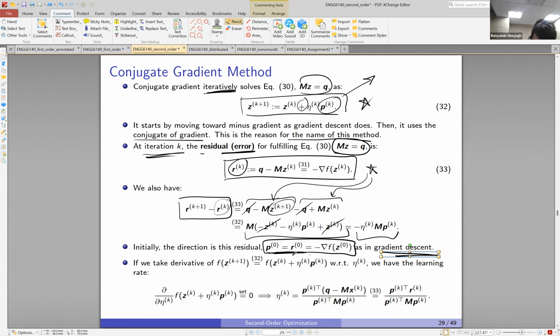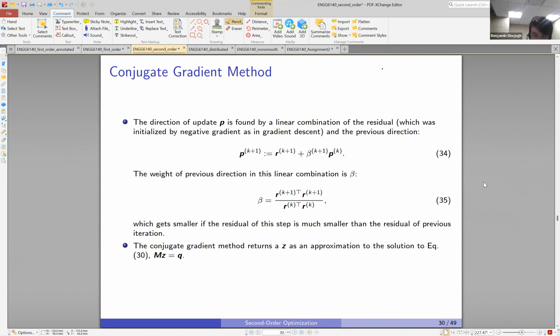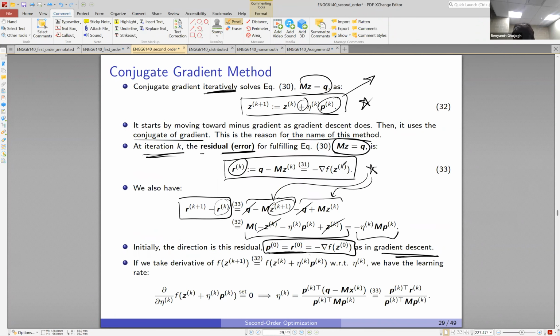But later, it uses another equation, which I'm going to explain for other iterations. Initially it uses gradient descent, but in the next iterations, it uses another equation.